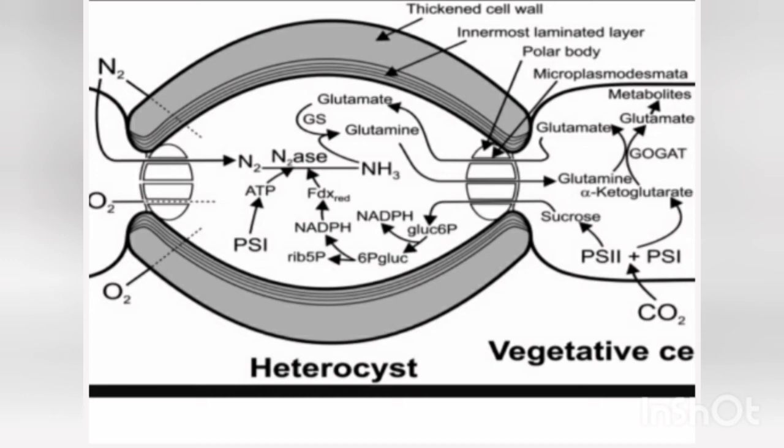Here a figure is shown, and this figure represents the mutually interdependent heterocyst and vegetative cell. The structure of the heterocyst contains a thick cell wall, an innermost laminated layer, and finally microplasmodesmata. The nitrogen fixation occurs in the heterocyst cell. The heterocyst consists of only photosystem 1. But in the case of the vegetative cell, both photosystem 1 and photosystem 2 are present. Photosystem 1 produces ATP.